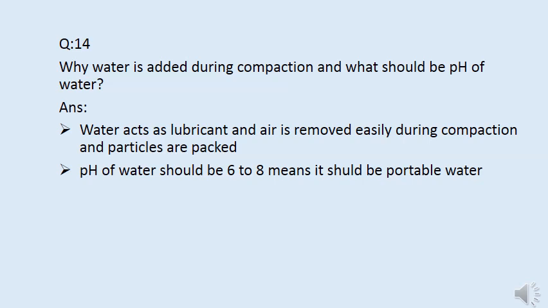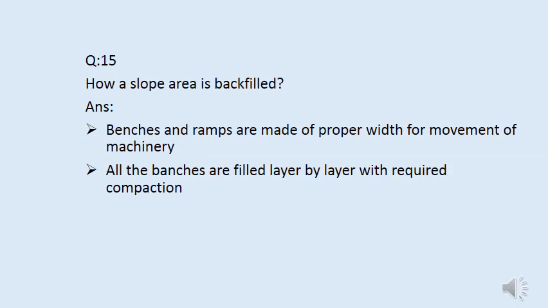Next. Question number 15. How is a slope area backfilled? Benches and ramps are made of the proper width for the movement of machinery. What we do, first of all, we make the benches and we also make the ramps, so that the machinery can move easily. All those ramps at different levels will be backfilled similarly to normal backfilling, layer by layer, and every layer will be tested. Next.